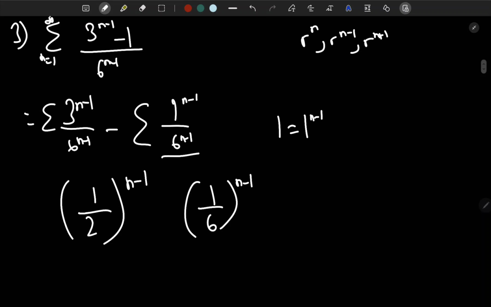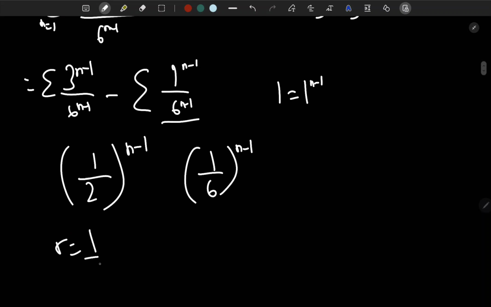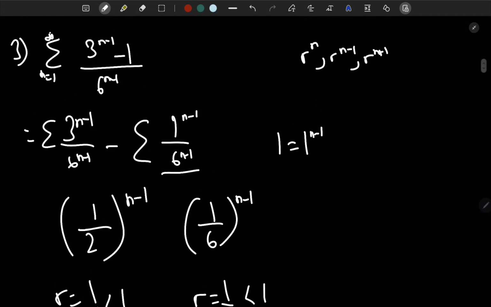And here the ratio is less than 1 for the half, and the ratio again, 1 over 6, is less than 1 here. So here r is equal to half, and here r is equal to 1 over 6. So this is less than 1 and this is less than 1, so it converges. So we know that this series converges.